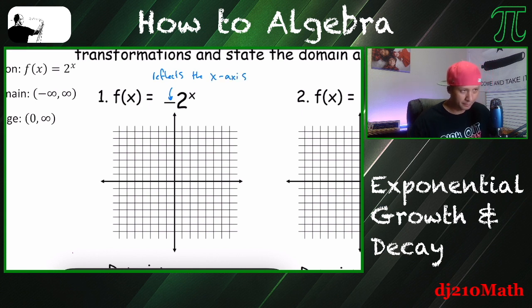So this is going to flip it down. One way to think about this, so if we do our key points, well, here's the parent function first. All right, there's the parent function. We're just going to reflect this across the x-axis. So every key point gets reflected. Okay. This is what it would look like.